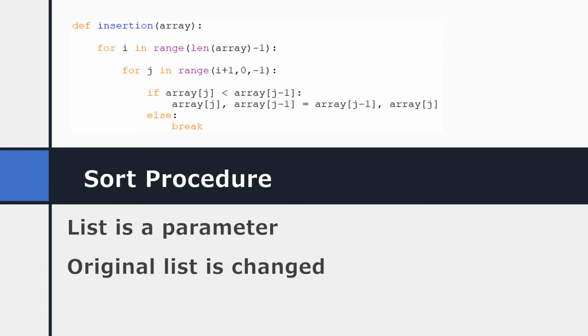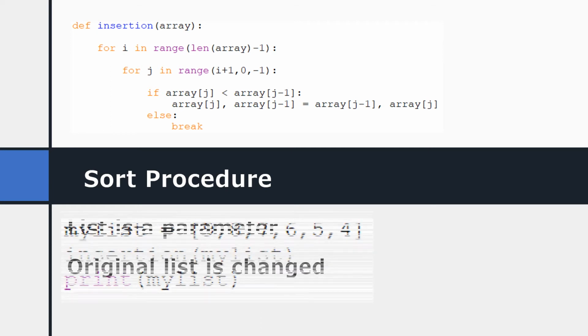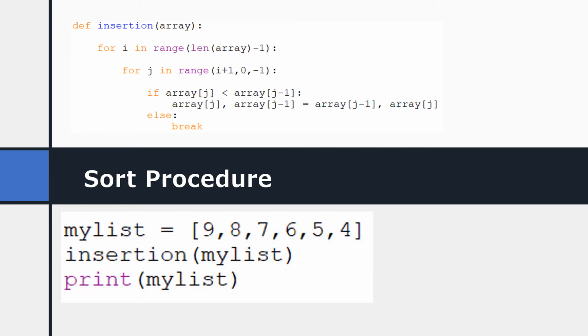So if we write the insertion sort as a procedure in this way, our main program will look like this. The insertion sort changes the list in place. It doesn't create a new list. And if we print out the list, you'll see that it's altered to sorted order after running the insertion procedure.